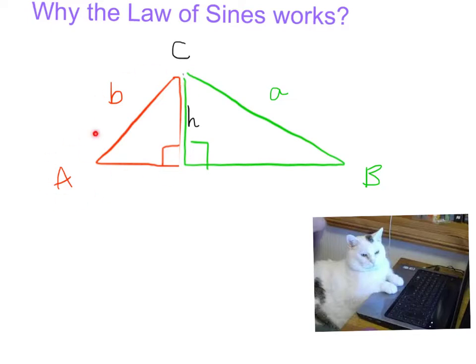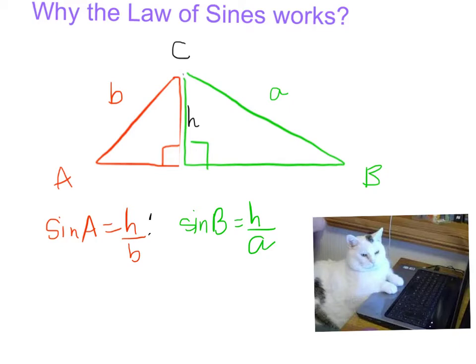If I was going to find the sine of angle A, it would be the opposite length over the hypotenuse. So it would be h over b. And the sine of angle B would be the opposite over the hypotenuse. Now we're looking at the green triangle. So that would be h over a. Let me erase that guy.